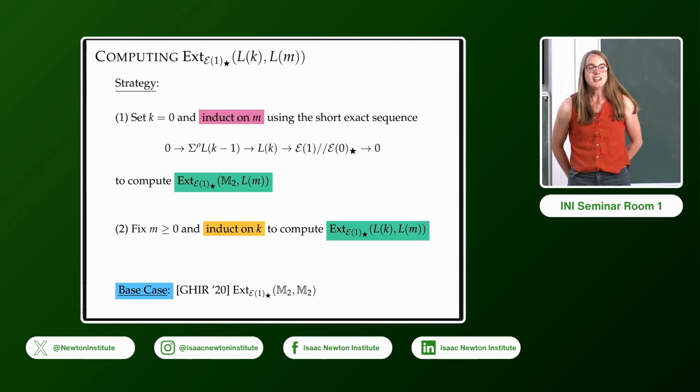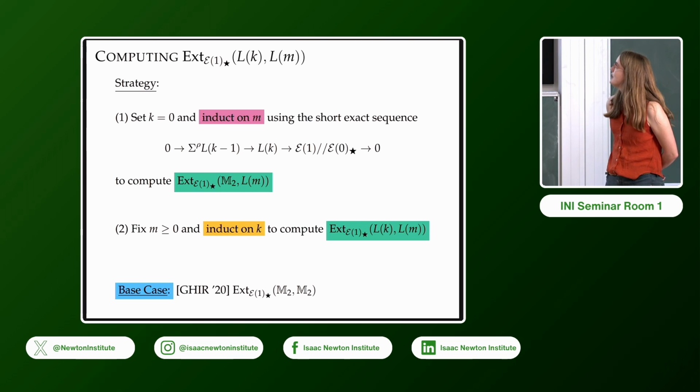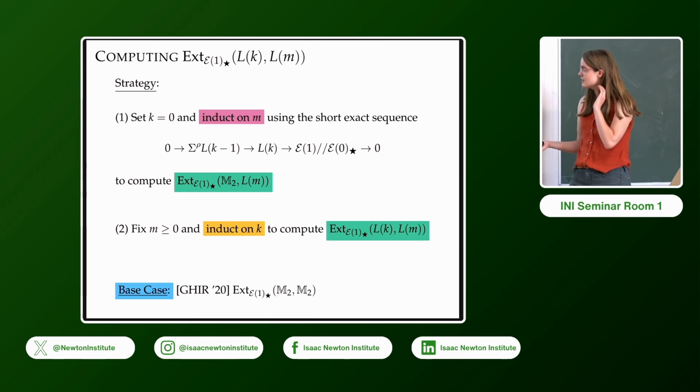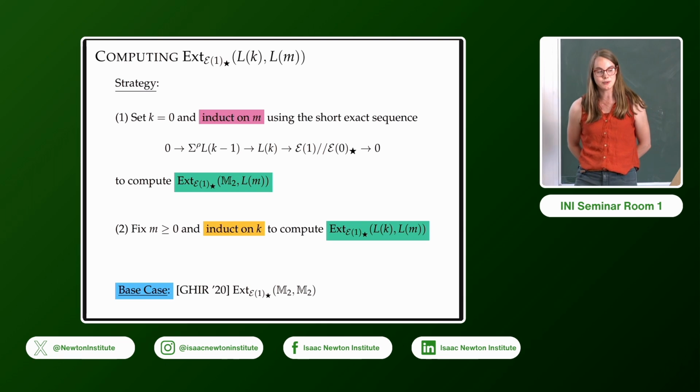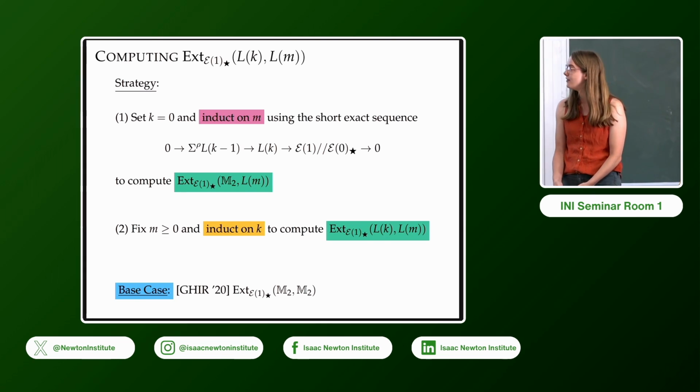Okay. So to run our induction, of course, we need to start with the base case. Since when k is 0 and m equals 0, this is just Ext over E of 1 of M2. And this was computed by Yu, Hill, Isaksen, and Ravenel.